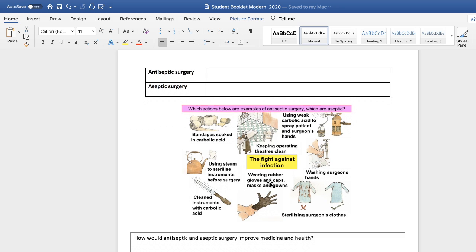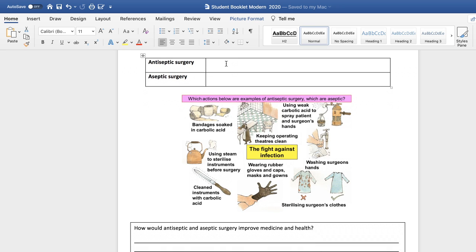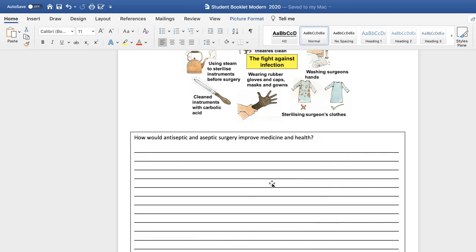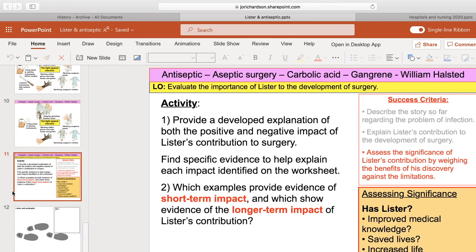So there are the pictures that I showed you earlier with the summary. If you just want to rewind a second and then pause and put in the definition, or test yourself and see if you can figure it out yourself. And then I want you to circle or number or highlight which ones you think are examples of antiseptic surgery and aseptic surgery. And then just to finish us off for this lesson, how would antiseptic and aseptic surgery improve medicine and health? So it's just about thinking about what's the point of making sure of that? Like I said, it's obvious to you, just put it in words. Think about assessing that significance.